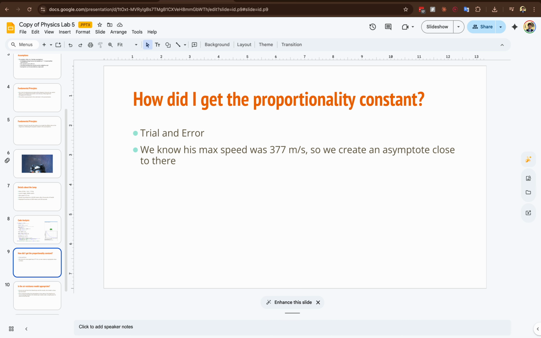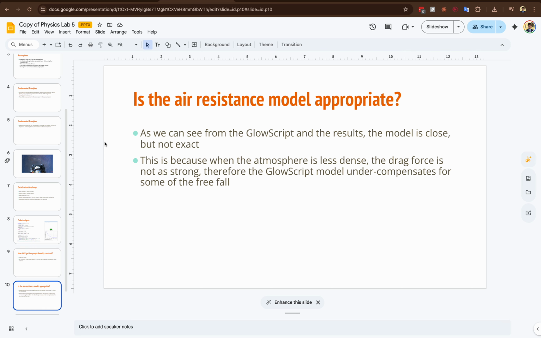This brings us to the question: is a standard air resistance model actually appropriate? Comparing the solution to the real data, the model is pretty close but a little flawed, because the atmosphere is not uniform. The standard drag equation assumes constant air density, but since the stratosphere has very little air, there's less drag force. So the drag coefficient is not constant, and the model undercompensates for the really thin air at the top of the stratosphere. That's why he accelerated faster at the start.